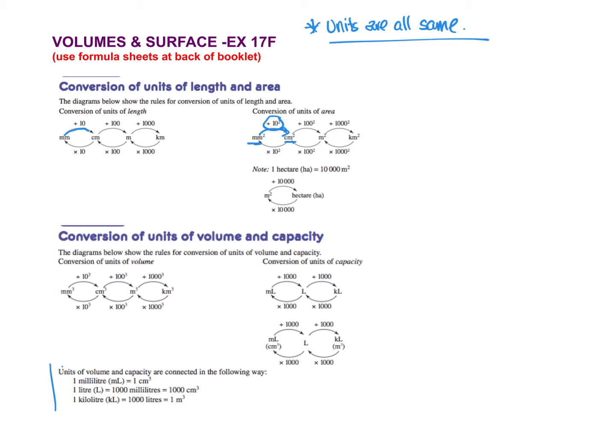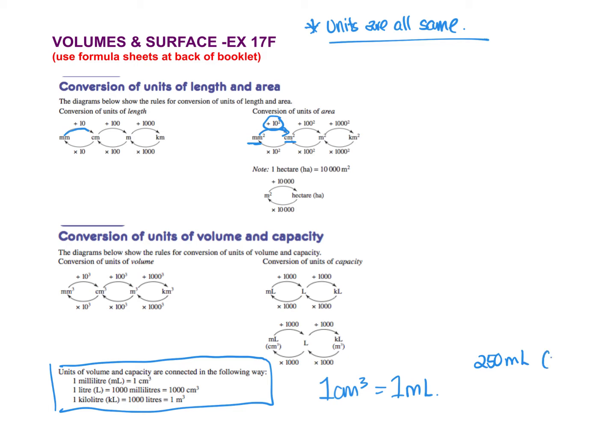And then these ones down here are probably pretty important, because sometimes with the volume, they'll ask for milliliters or liters, and your measurements are in centimeters. Probably the most common one is that 1 centimeter cubed equals 1 mil. So if you've got a 250 mil can of Coke, that is actually 250 centimeters cubed. Okay, it's just sort of 1 for 1.